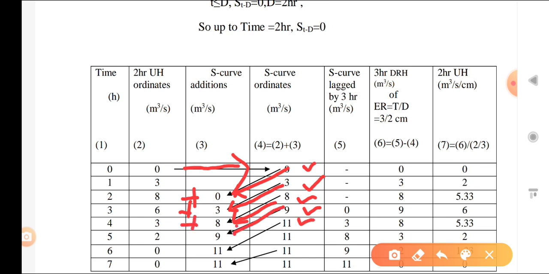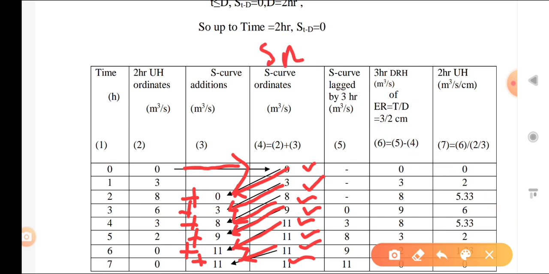Now that 9 goes down. So what is the next? 2 plus 9, it is 11. Then now that 11 goes below. So what is next? 0 plus 11, that is 11. Now that 11 goes down. So what will happen? 0 plus 11, it is 11. Okay, so we have found SA.